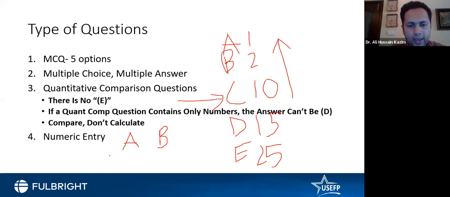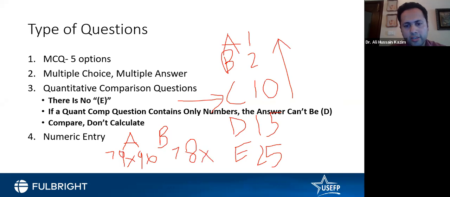If quantity A has some numbers, let's say 79 times 96, and quantity B is, let's say, 78 times 97, it means both sides have quantity A and B, and both are numbers. So you can always compare the two, because on both sides we have numbers.